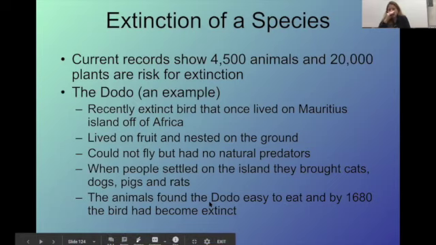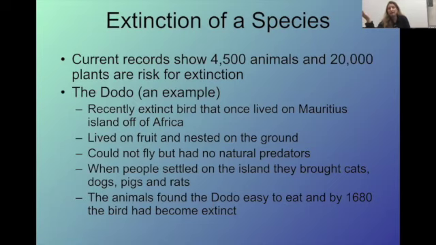Extinction of a species used to be permanent. Now we've got the science of de-extinction. But our current records show that we have 4,500 animals and 20,000 plants at risk for extinction. And your named example here is the dodo. The dodo bird went extinct recently. It lived on Mauritius off of Africa, lived on fruit and nuts.